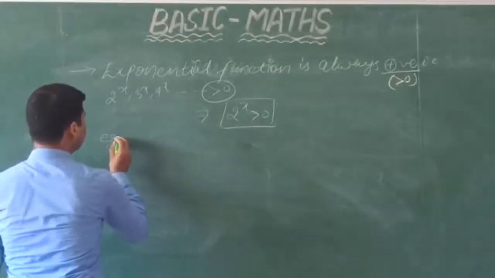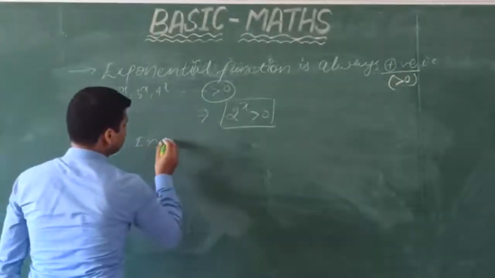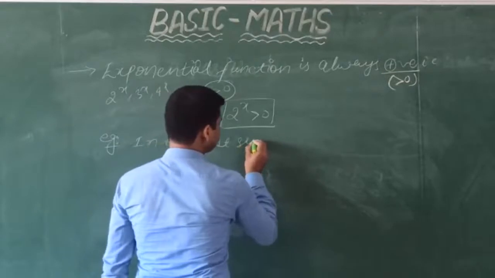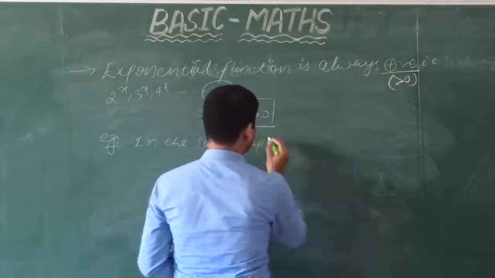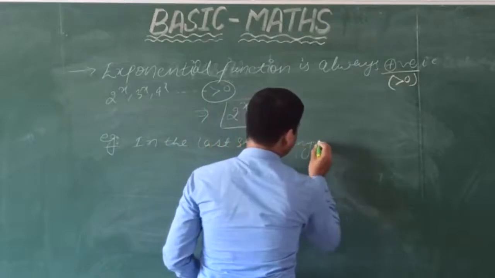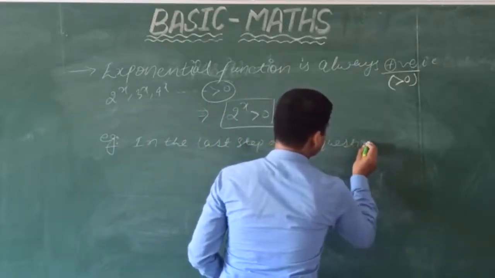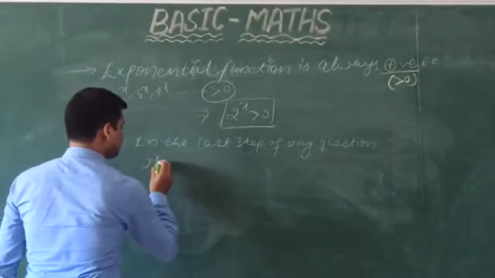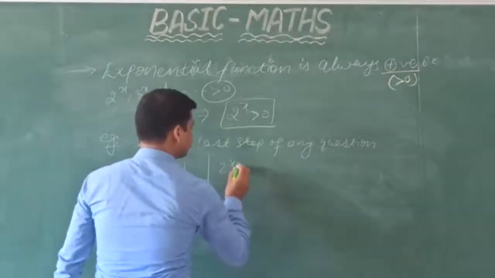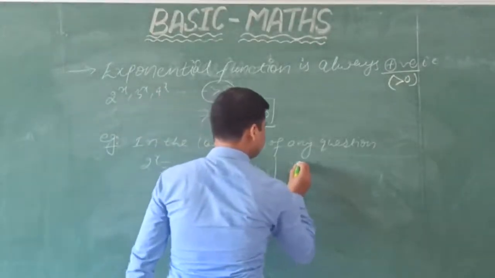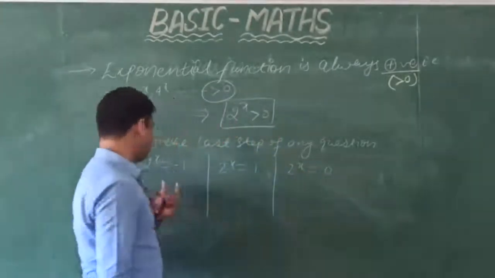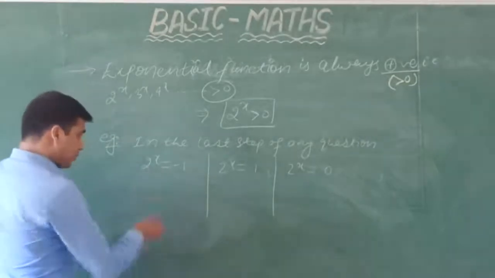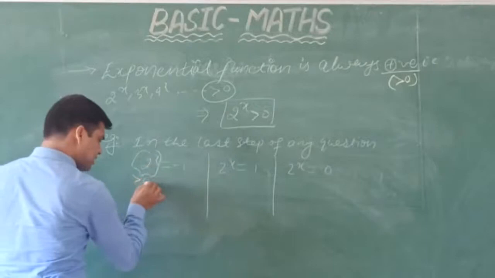Suppose I am taking an example. In the last step of any question, it comes in this way, like 2 raised to the power x equals minus 1, 2 raised to the power x equals 1, and 2 raised to the power x equals 0. Then what is the value of this? See this, it's very simple. 2 raised to the power x equals minus 1. We know that this is an exponential function and it is always greater than 0.